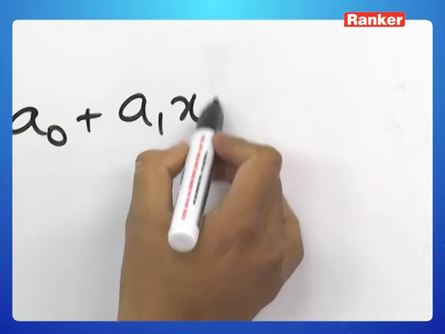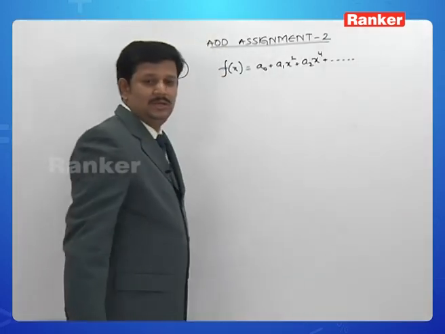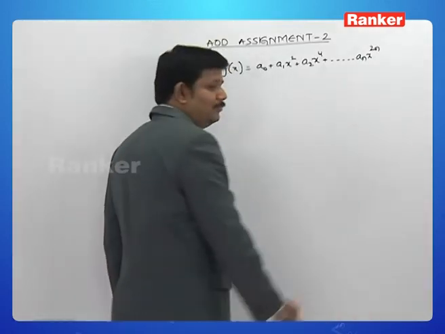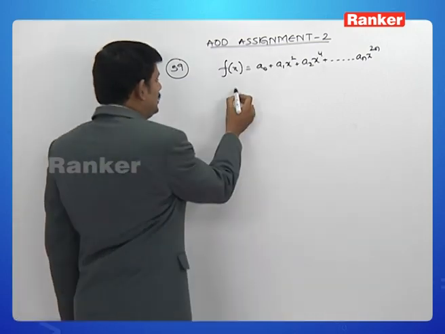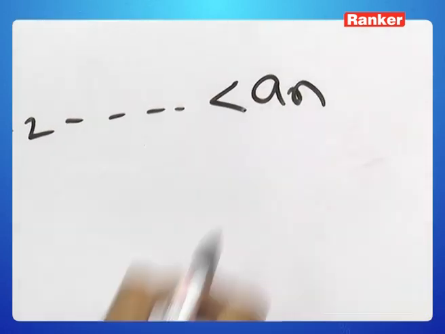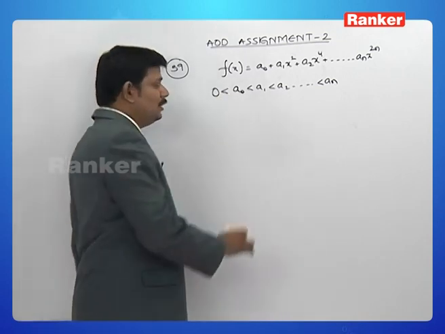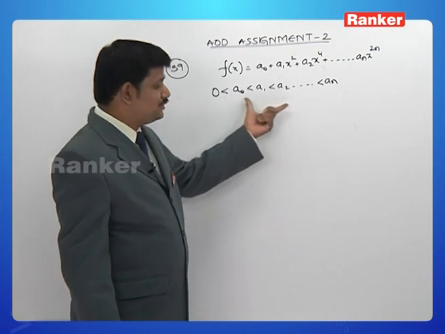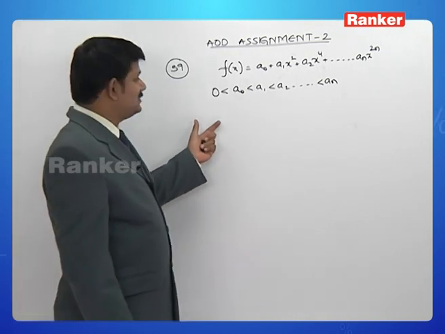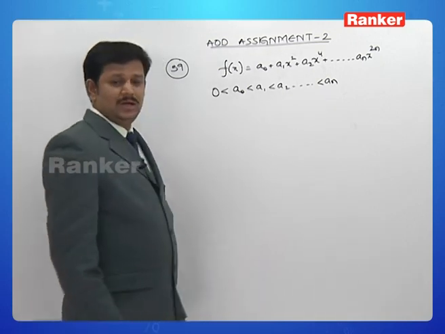For the function f of x is equal to a naught plus a1 x square plus a2 x power 4 plus so on up to an x power 2n, where a0 is given to be less than a1 is less than a2 is less than an, and are all positive. So, a0, a1, a2 so on, they are all greater than 0. Then we need to discuss if f of x has a maxima or a minima, or if it is only one maximum, one minimum, or neither maximum minimum.